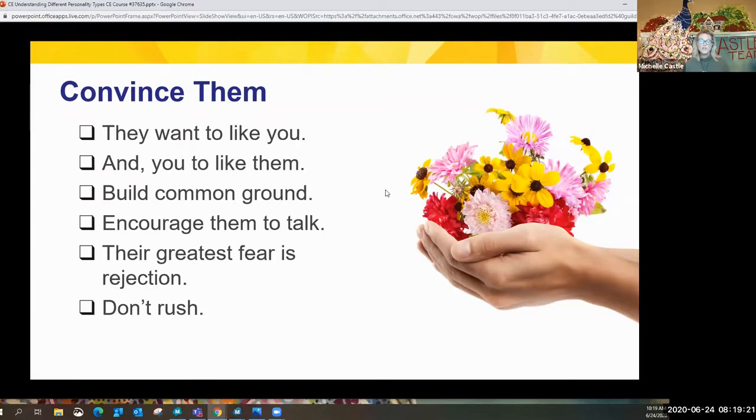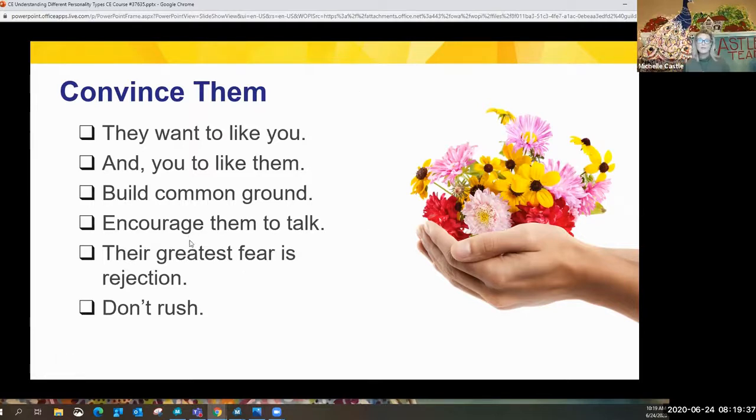You want to encourage them to talk because that's what makes them feel comfortable. Before you get down to that bullet point, this is what I need you to do. You need to build rapport. And their greatest fear is rejection. They just want everybody to like them.